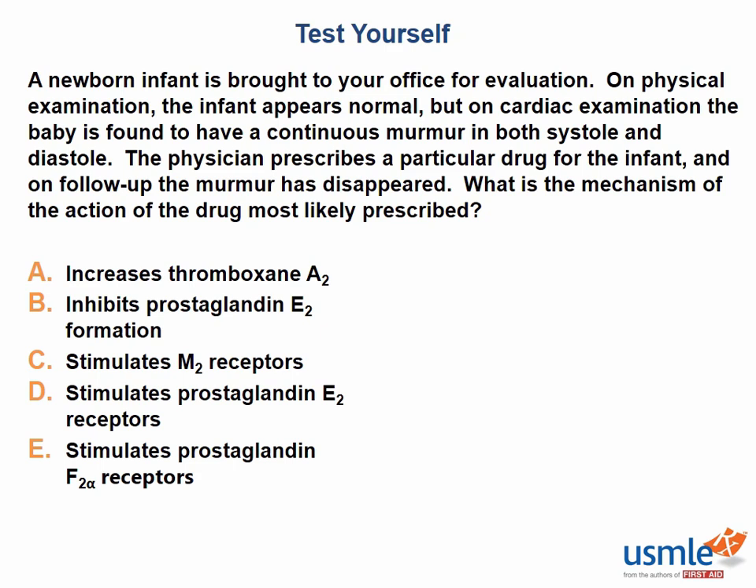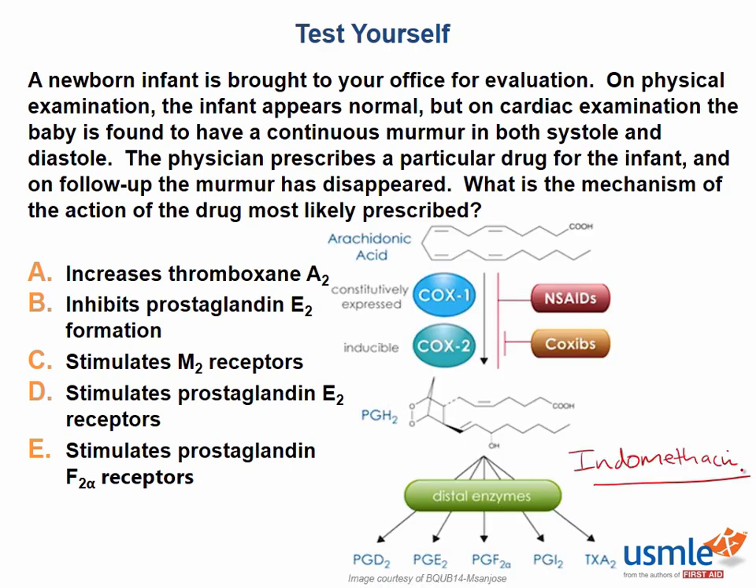There you go. Rubella is classically associated with PDA because the virus infects the smooth muscle cells that are crucial for contraction of the ductus. So in this case, the doctor gave a certain drug and the infant's murmur disappeared. Can you think of the drug that closes the patent ductus? There you go, indomethacin. Indomethacin is a non-selective cyclooxygenase inhibitor, so it inhibits both COX-1 and COX-2.